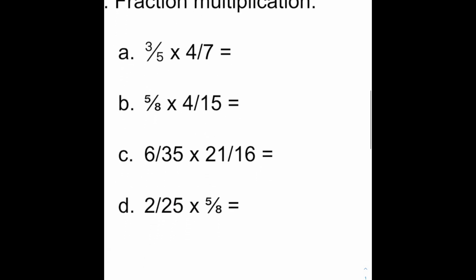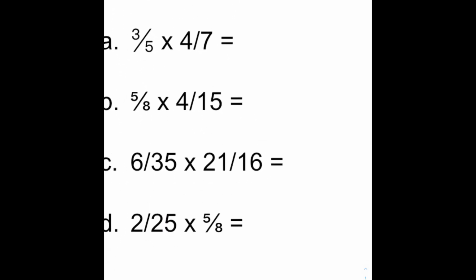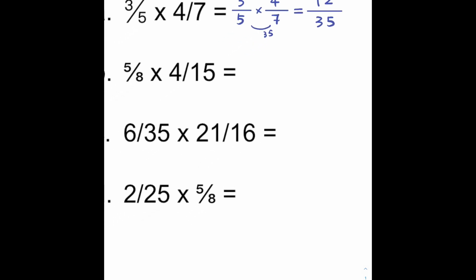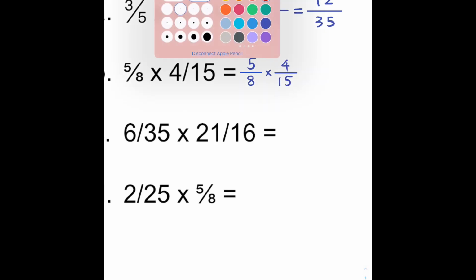Fraction multiplication. Go ahead, rewrite it. 3 over 5 times 4 over 7, 35, 12. So the result is 12 over 35, and that is it. This one, 5 over 8 times 4 over 15. Now we can cross cancel.